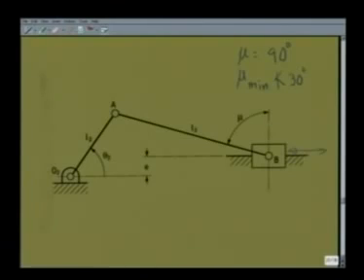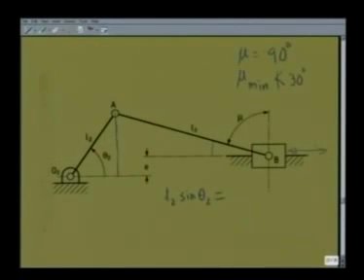Now, we can find out for what value of the crank angle, that is theta 2, the minimum transmission angle occurs. For that, we see this vertical distance is L2 sin theta 2, which is also same as L3, this is 90 degree minus mu. So, that is L3 cos mu plus E. As theta 2 changes, L3, L2 and E are constant, so mu changes.